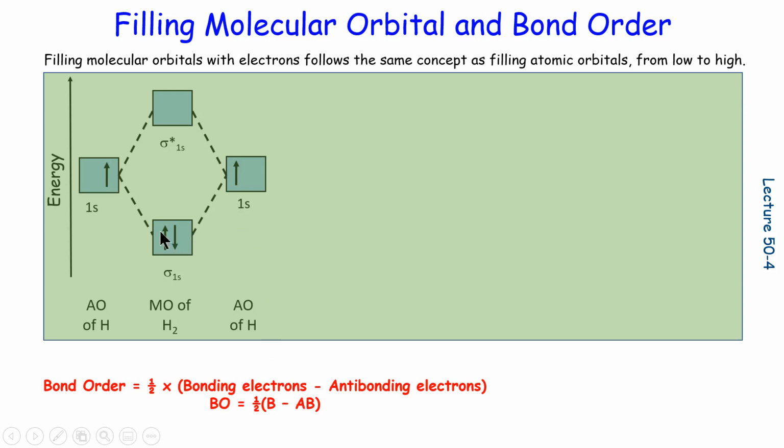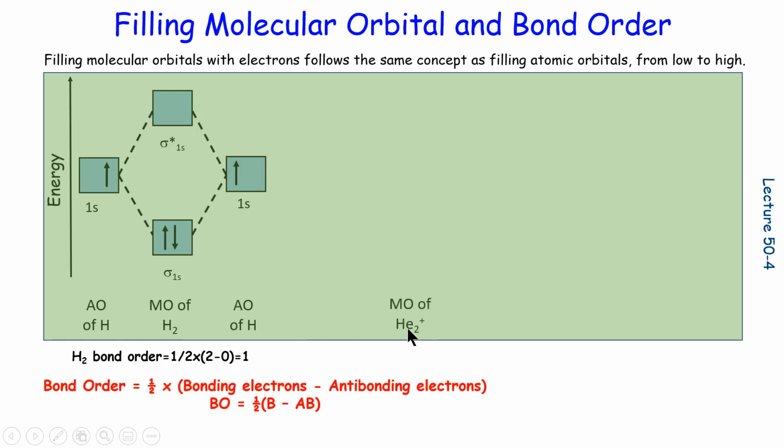Let's take a look at hydrogen. How many bonding electrons? 2. Anti-bonding electrons, 0. 2 minus 0 equals 2, times 1/2. Therefore, the bond order for the hydrogen molecule, H2, is 1.